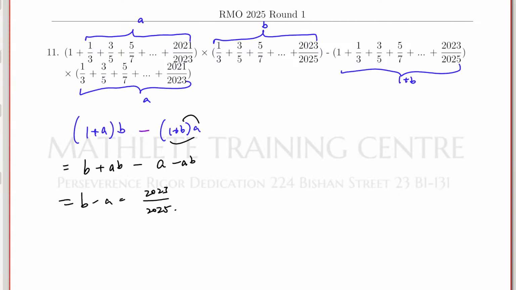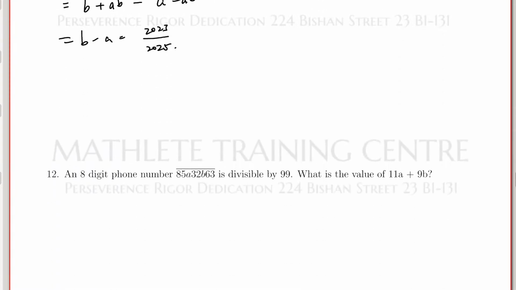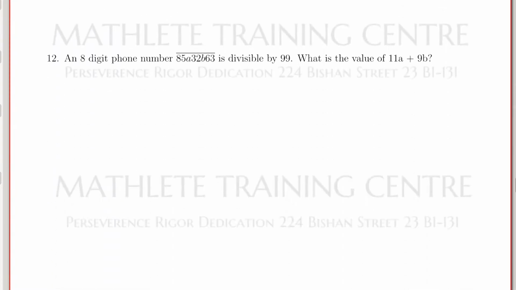Okay. Next question, number 12. We have an 8-digit phone number, 85A32B63, which is divisible by 99. Find the value of 11A plus 9B.